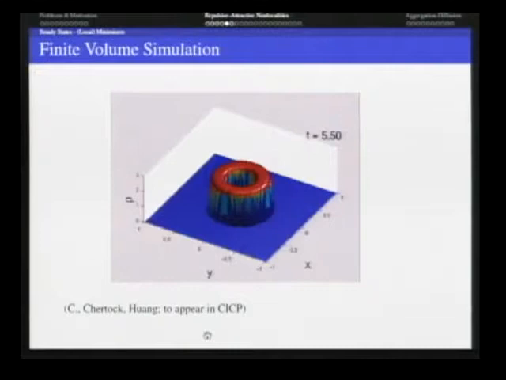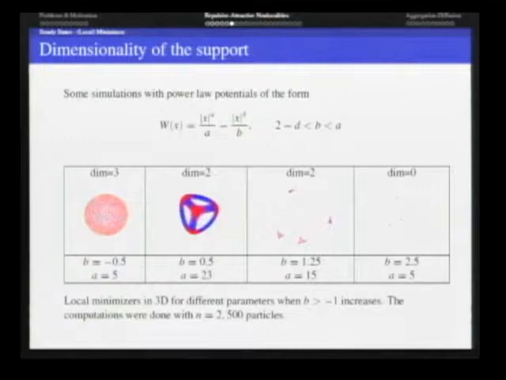Okay, good. You can check that also in more dimensions if you want, and just do the same trick. Take a power law combination, and then take B smaller and smaller. Then check what happens with the minimizer that you get by the gradient flow, and you see that the same thing happens again.